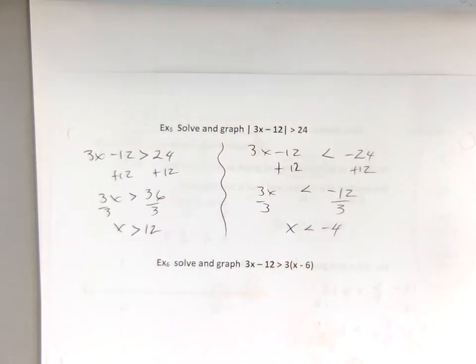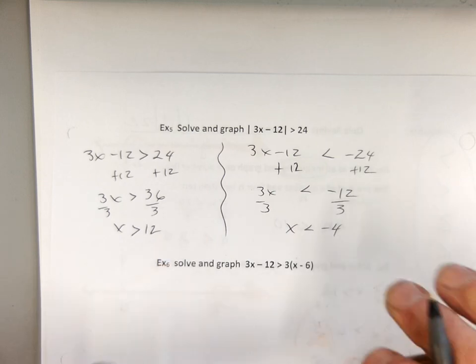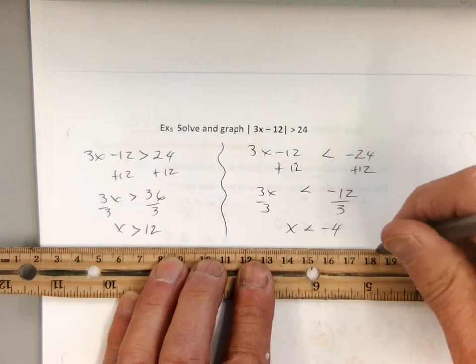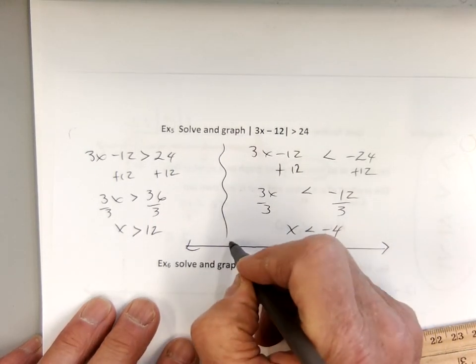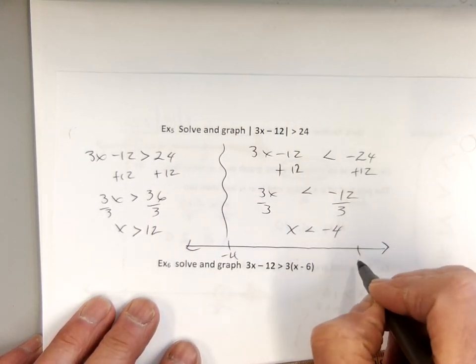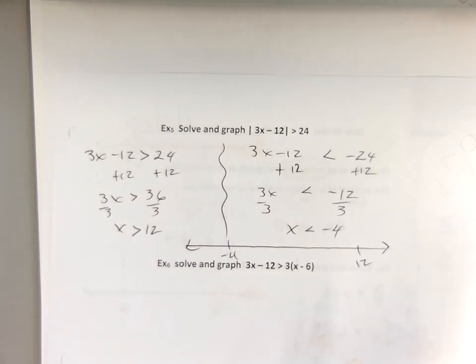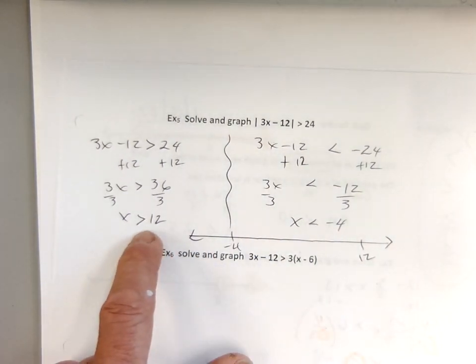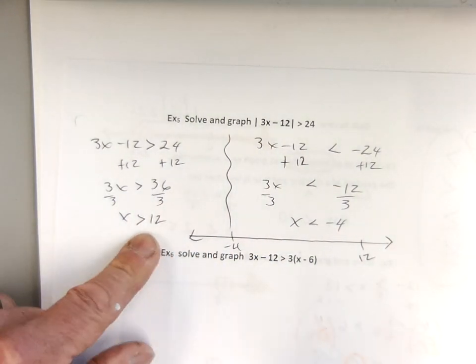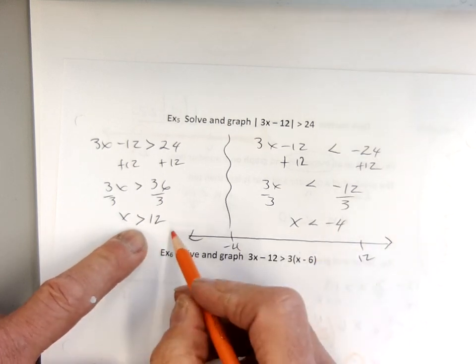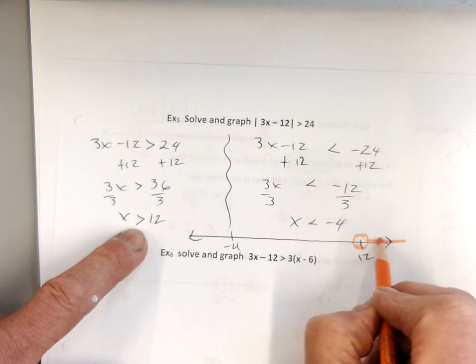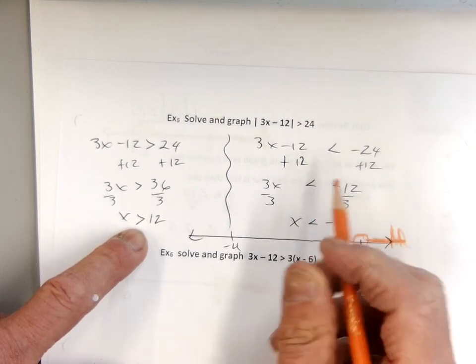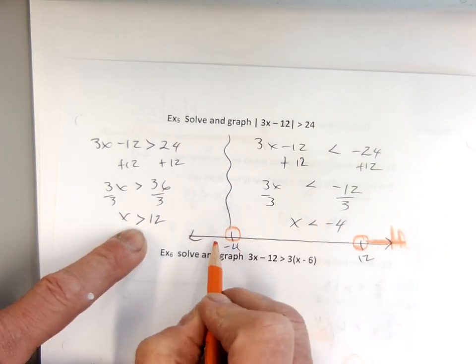Okay, let's see if I can put that on a number line. Negative 4, 12. Still open circles, no equal sign. I should have put some numbers in there. Oh well. So, greater than 12, here's 12. And it's greater than, shade that way. Less than negative 4, open circle, and shade less than.